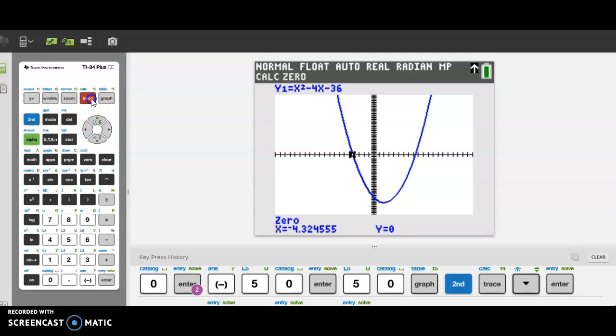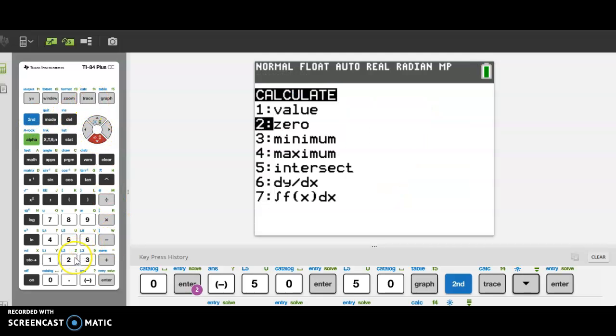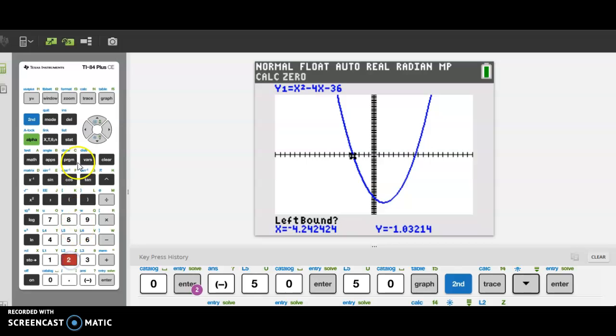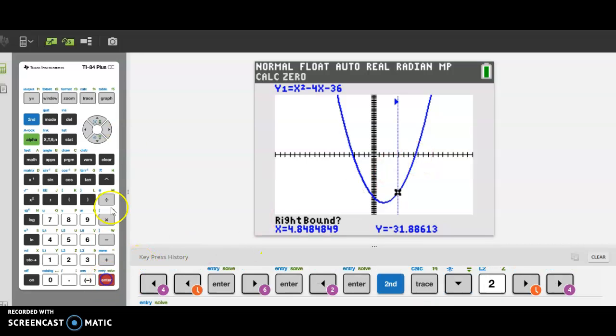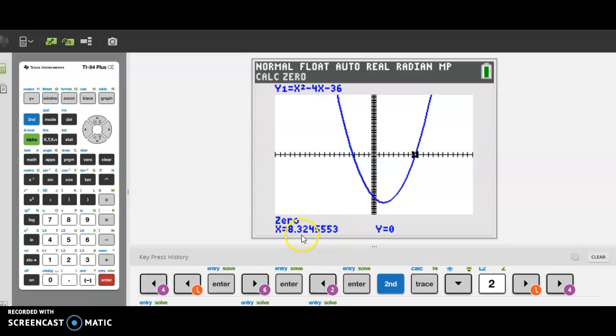So second, trace the second option. You can even hit the number 2 when you're on there. Move the cursor to the right now, but notice that I'm still to the left of that x-intercept, and hit enter. Move the cursor anywhere to the right of the x-intercept, hit enter a second time, and then pretty close to the x-intercept, and it gives you the correct answer, 8.32.